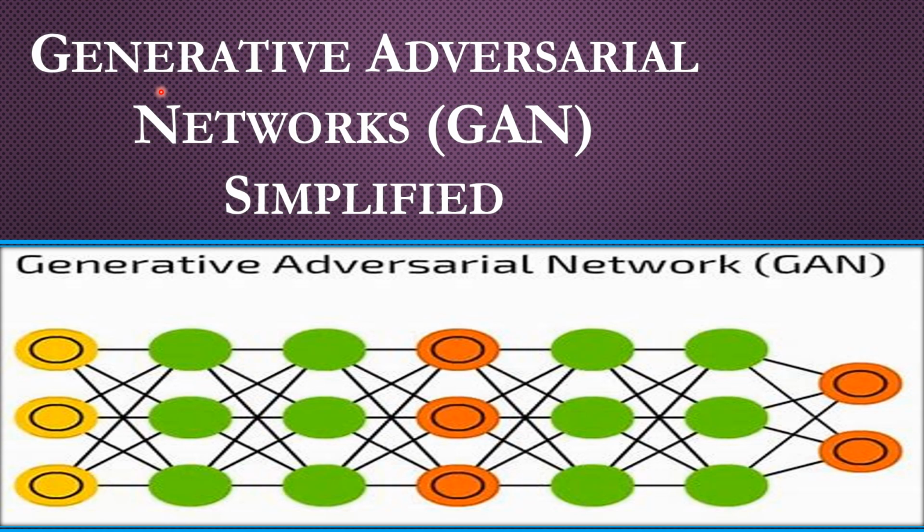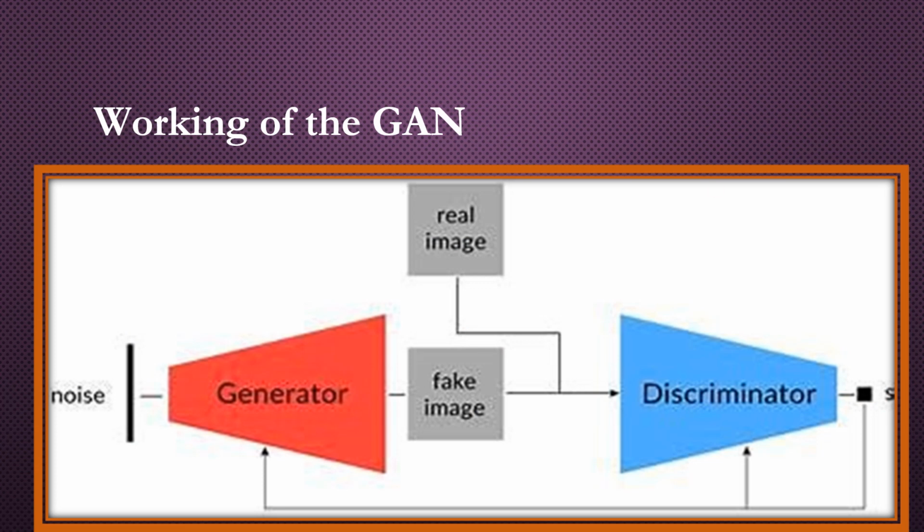So these GANs have a wide range of applications, including generating images, text, and speech, as well as in fields such as computer vision, natural language processing, and machine translation. They have also been used to generate synthetic data for training machine learning models, reducing the need for large amounts of real data. So how do these GANs work?